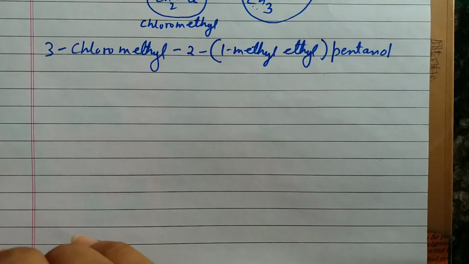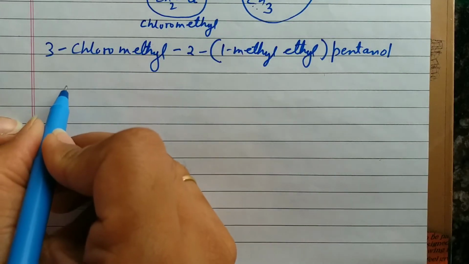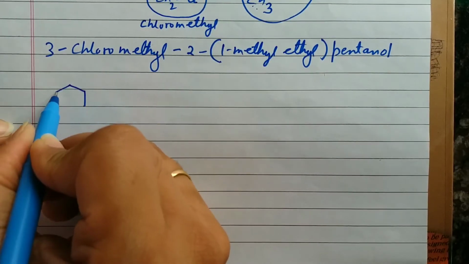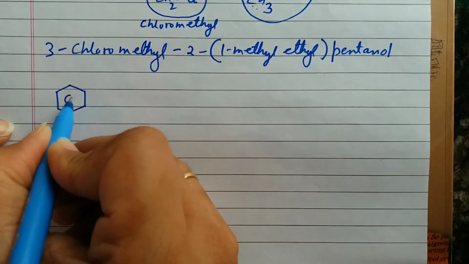So pentan-1-ol, or simply pentanol can be written. Now we will consider some phenols, and let's see how to write their IUPAC names, and we'll learn some common names also.